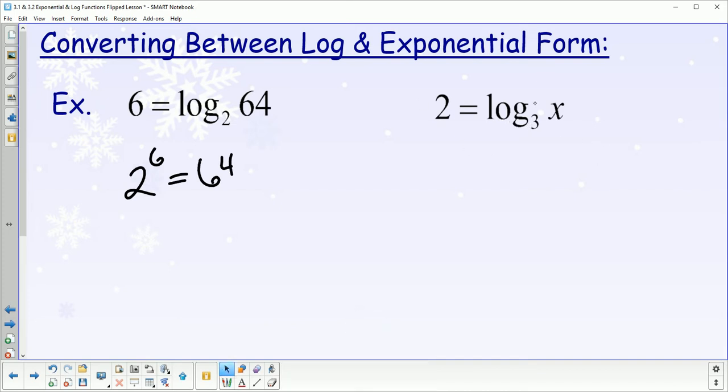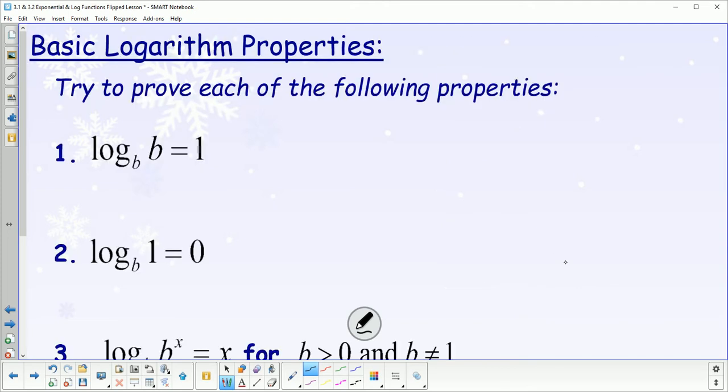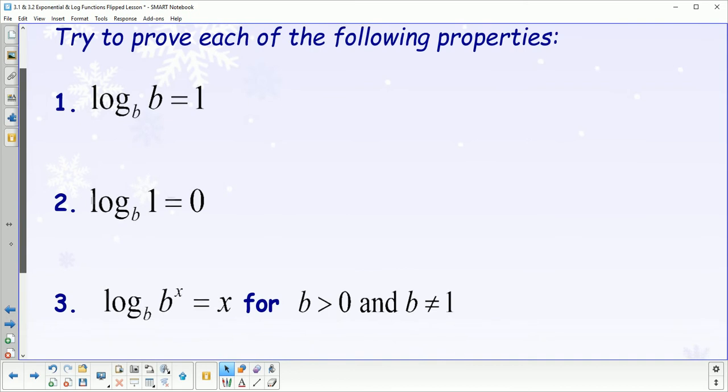Likewise here, we could solve this equation, which we'll look at in 3.4, easily by converting into exponential form. Since my base is 3 and my exponent is 2, that's going to equal x, so 3 squared is 9 equals x. Another way of writing this log form up there would be 2 equals log base 3 of 9.